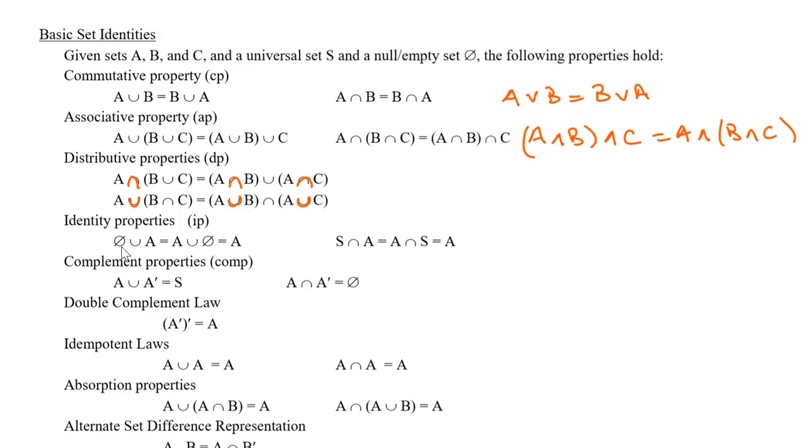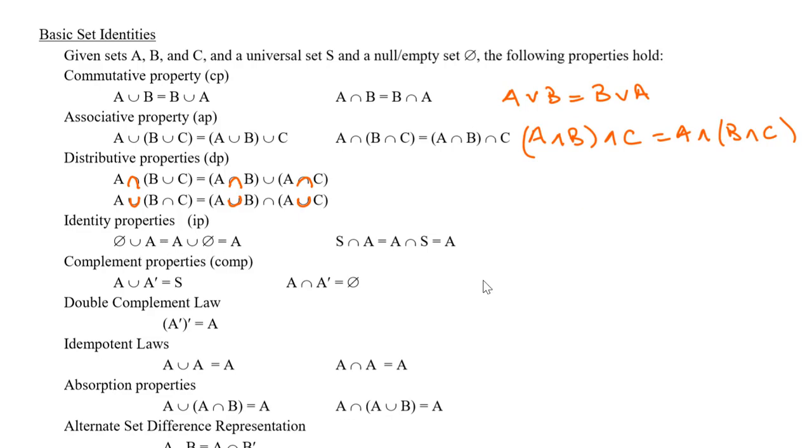For example, if you have an addition operation, what would be the identity for addition? X plus what gives me just X? That will be 0. If I have multiplication, X times what gives me just X? 1. So here we say 1 is the identity for multiplication and 0 is the identity for addition. So for the union, the empty set is the identity.